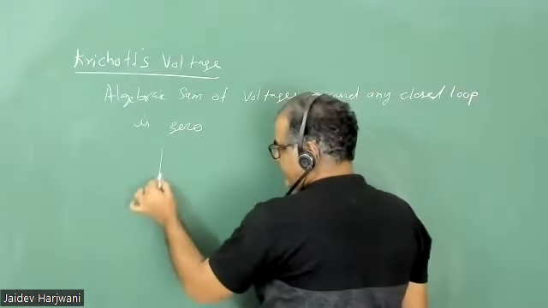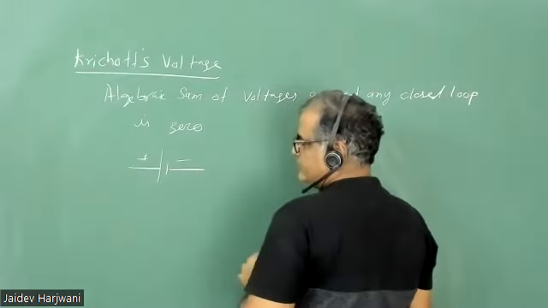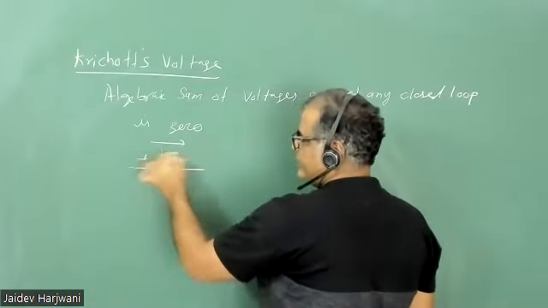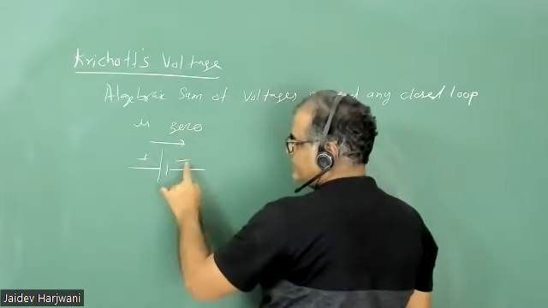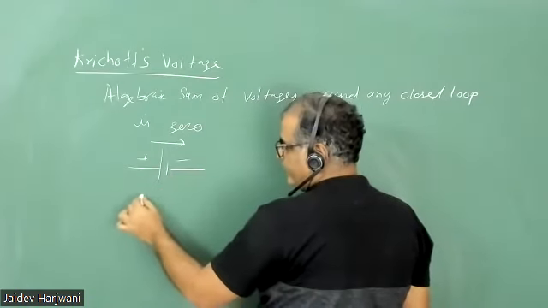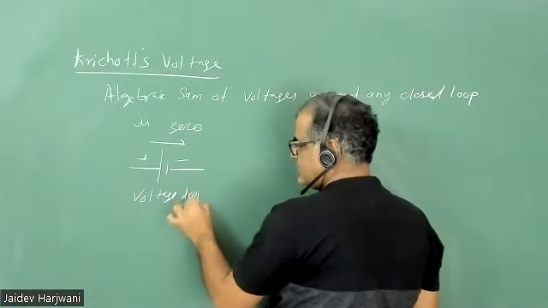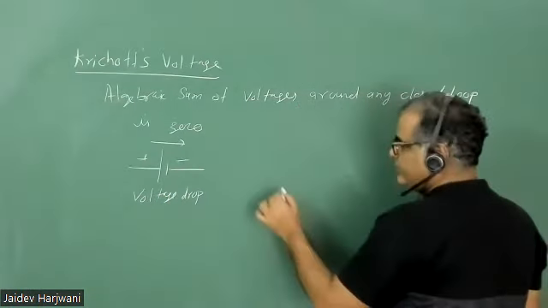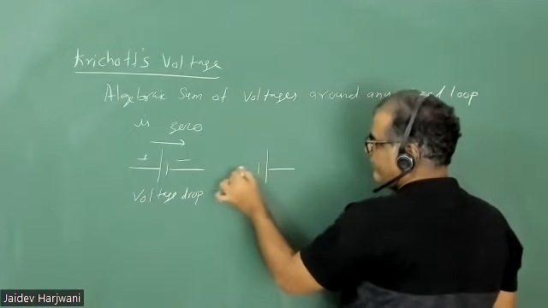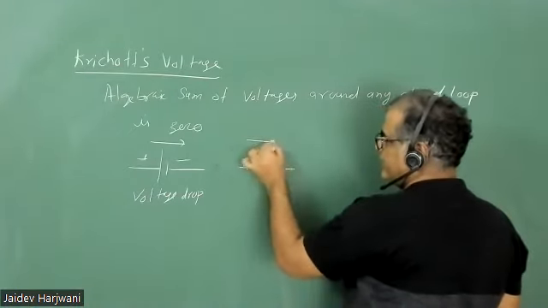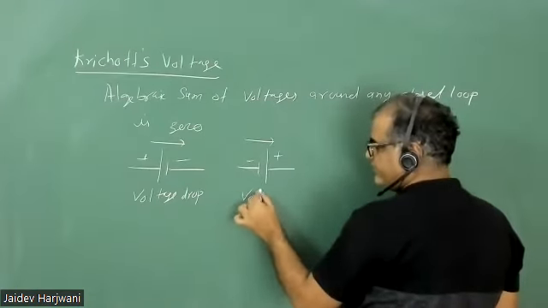There can be a battery like this, a voltage source. If I go from here to here, this is the higher potential, and this is a lower potential. This is called voltage drop. And if I go through a battery from negative terminal to positive terminal, moving in the loop like this, this is your voltage rise.